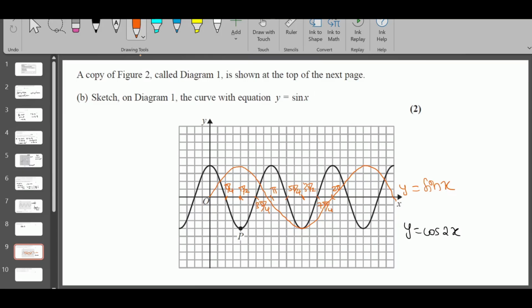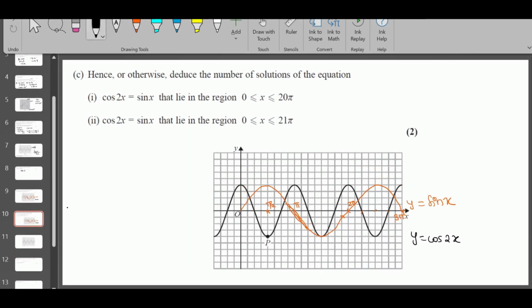So you have to mention the points. This is 8 pi over 4, 9 pi over 4, 10 pi over 4, 11 pi over 4, 12 pi over 4, which is 3 pi. So you don't need to mention all these points actually. Here make sure it passes through pi. That's a graph. You will be given 2 marks for this.